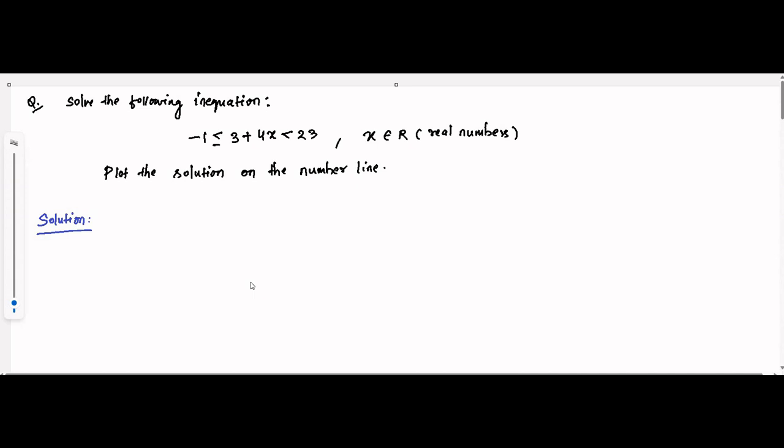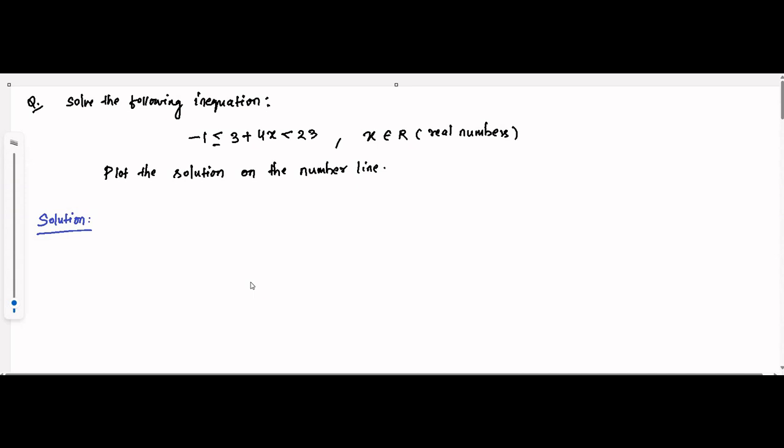So here is another question on linear inequation in one variable. Here we have to solve the given inequation, which is minus 1 is lesser than or equal to 3 plus 4x lesser than 23, with x belonging to real numbers, the replacement set, and we have to plot the solution on the number line.